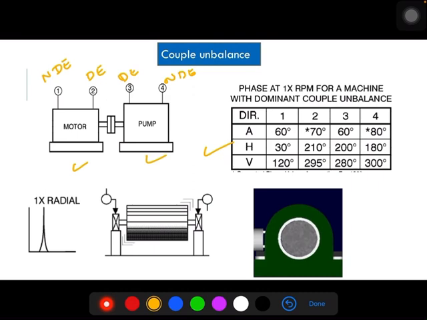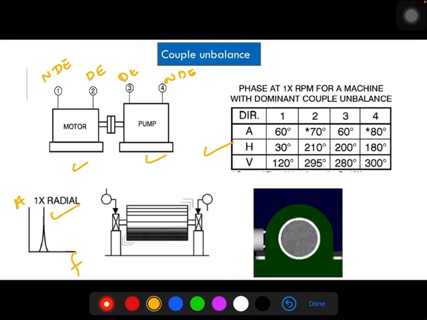Similarly, we will get 1x RPM peaks in the spectrum. Here vertical is amplitude, horizontal is frequency spectrum. The 1x RPM dominating peak is also in the horizontal direction, based on the stiffness in the horizontal plane. And these are the different angle phase measurements we obtained because of this couple unbalance. In case of couple unbalance, these two equal masses are opposite to each other, that is 180 degrees out of plane. Then we will get the phase difference here like this.